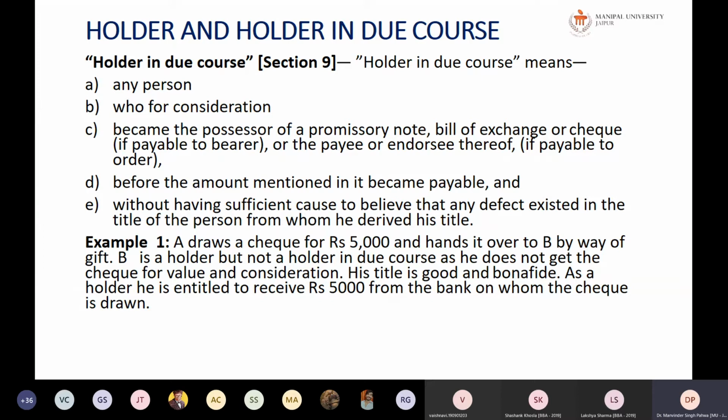For example, A draws a check of rupees 5,000 and hands it over to B by way of gift. So B is a holder, but not a holder in due course, as he does not get the check for value and consideration. But he still is a holder, and he is entitled to get rupees 5,000 from the bank. No problem in that. But he will not be called holder in due course. Holder in due course must be a person who has received the instrument for the value he has given.